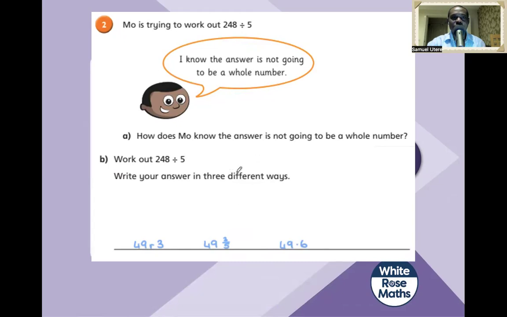Now, the way we know it's not going to be a whole number is, did you remember our retrieval practice question where we looked at numbers that are multiples of 5? Those numbers end in 0 and 5. So we know straight away that it's going to have a remainder, because if the number were a multiple of 5, we should be able to divide the number by 5. Okay, so you can go and watch the video about multiples again to really understand what we're talking about if you don't.